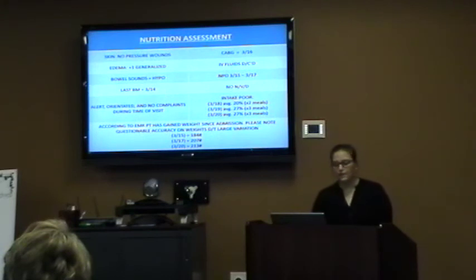According to the electronic medical record, the patient had gained weight since admission. So please note questionable accuracy on weights due to large variation. On the 15th, he was 184 pounds, while on the 20th, he was 213 pounds. And this can be due to his chronic kidney disease and also his edema.